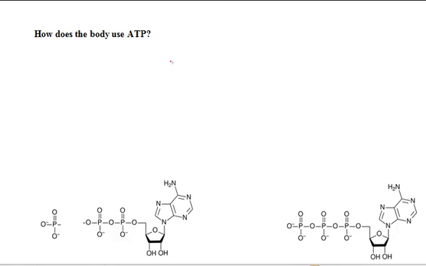So how does the body use ATP to basically transfer energy from one place to another? Is to build and break down ATP. It uses ATP to transfer energy.